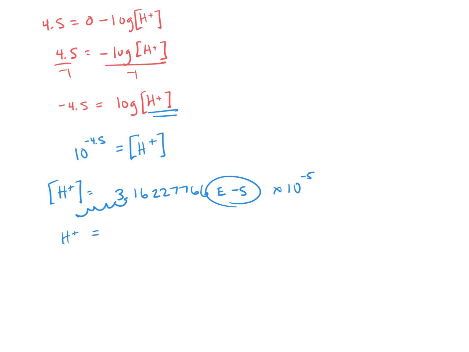So H plus in the end is equal to 0 point, and then we moved it 5 spots. I'm going to have 1, 2, 3, 4 zeros, and then the 3. So here's where the decimal was, and we moved it 1, 2, 3, 4, 5. So this is a really small number. And then I'll just say 3, 1, 6 and call it good. And the concentration of hydrogen ions is measured in moles per liter. So we'll just put a label of moles per liter.